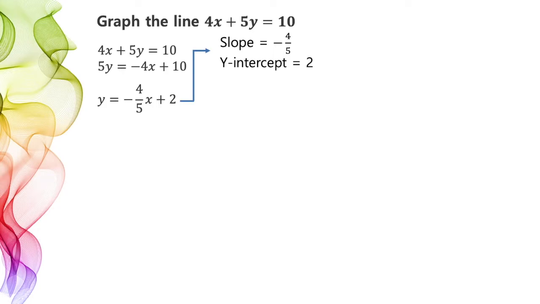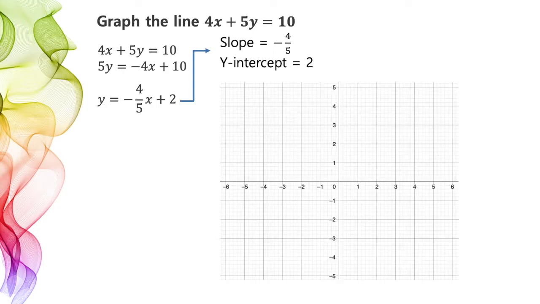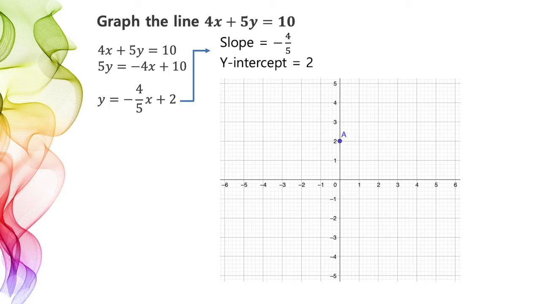There's now an xy coordinate plane on the screen here. We can plot down a point now, since we already know the coordinate of the y-intercept, which of course is (0, 2). We will call this point A. Now we do not know a second known point, therefore we cannot use that method to solve this problem. Instead, we have to use the slope of negative 4 over 5.